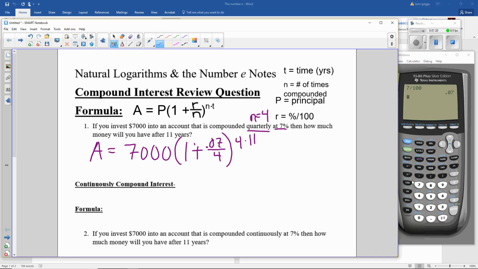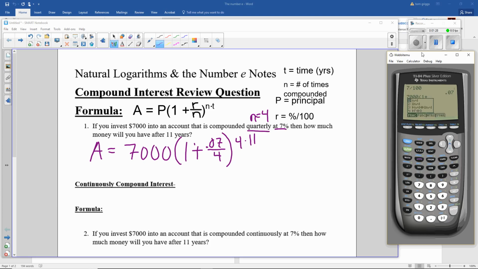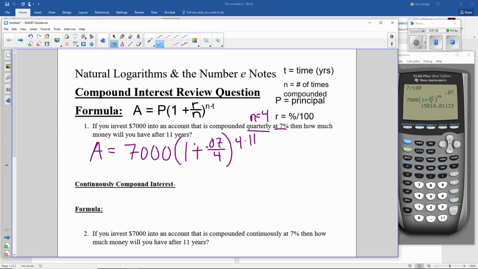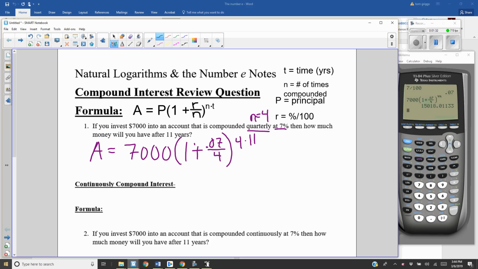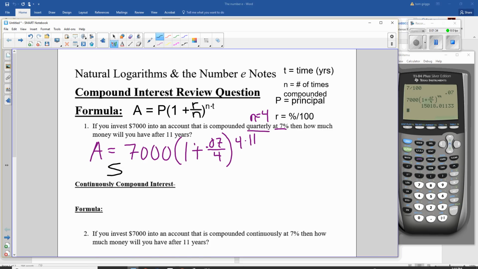And then you just type that in the calculator exactly like it looks. So our final amount is $15,018, plus a little bit of change.